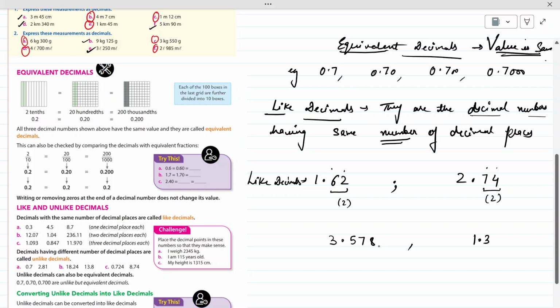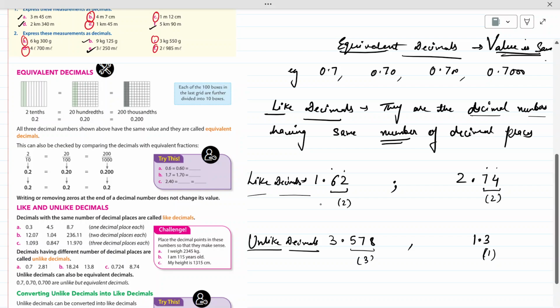So here number of places are 10th, 100th and 1000th. That is, we have 3 decimal places. And in this number, we have only one decimal place, which is 3, which is at the 10th place. So that means these numbers do not have same number of decimal places. They are unlike decimals. Okay. We call them as unlike decimals.